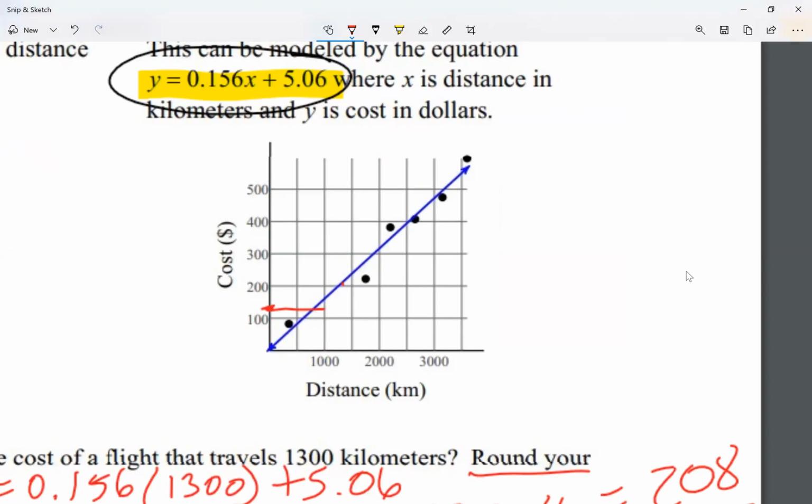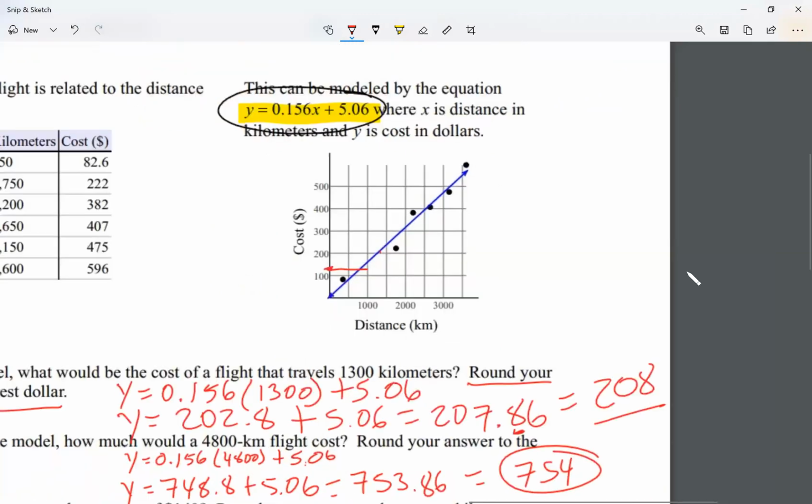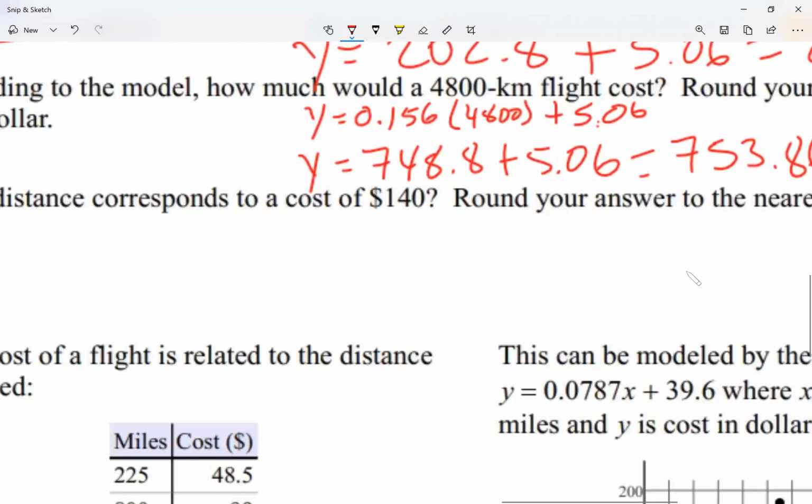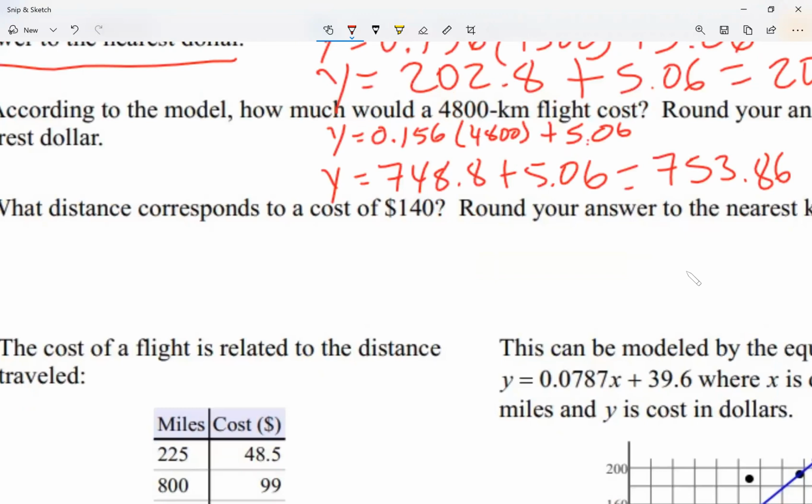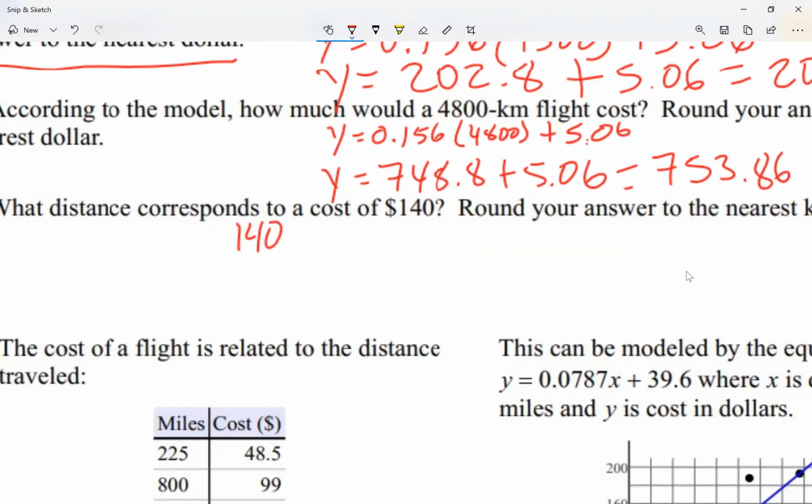It's probably about 1,000 miles, probably a little bit less than that. So somewhere less than 1,000 miles. That's what I'm expecting. Okay, cool. So let's see. Now, I'm just gonna write this as 140 because the cost is the y value. 140 is equal to 0.156 times x plus 5.06. Okay, so now this is a little more complicated.